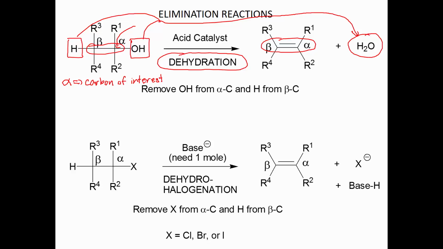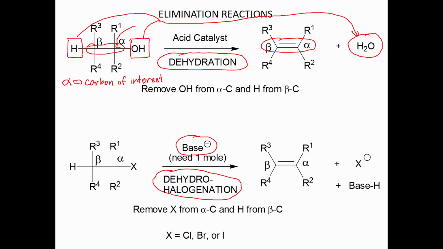All right, alternatively, we can form an alkene from an alkyl halide. And this process down here at the bottom is known as dehydrohalogenation. We're going to designate the alpha carbon as the carbon that has a halogen on it and the beta carbon as the carbon next to it. What we're doing here is we're ripping HX out of the molecule. And to do this, we're going to need base, and we're going to need 1 mole of base.